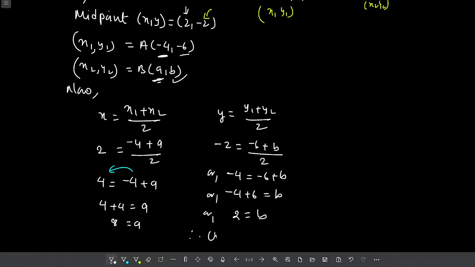So that means the other end, what is that other end? A comma b means 8 comma 2. This is the other end of that line. In this way we can find the unknown end, unknown points. Sometimes the x component and y component of the same point may be asked. Sometimes different components of different points may also be asked. So we have to do it in the same way, taking x component and y component whenever there are variables to find.